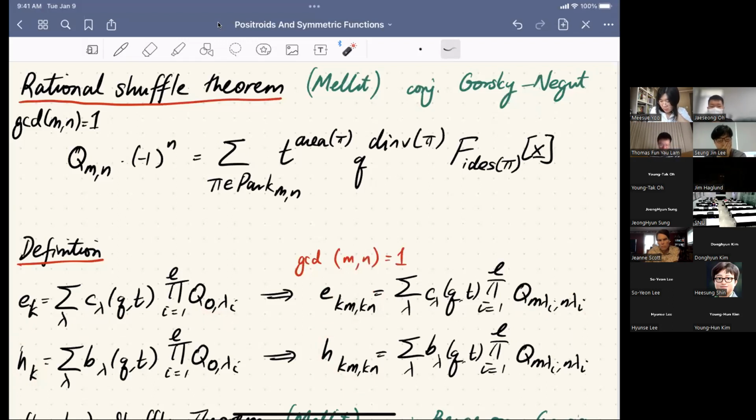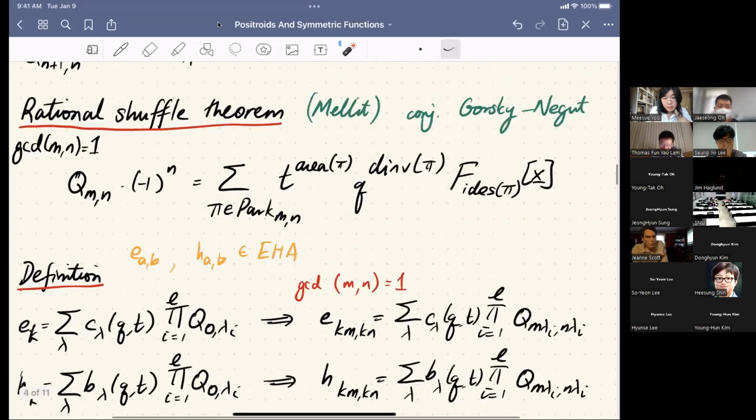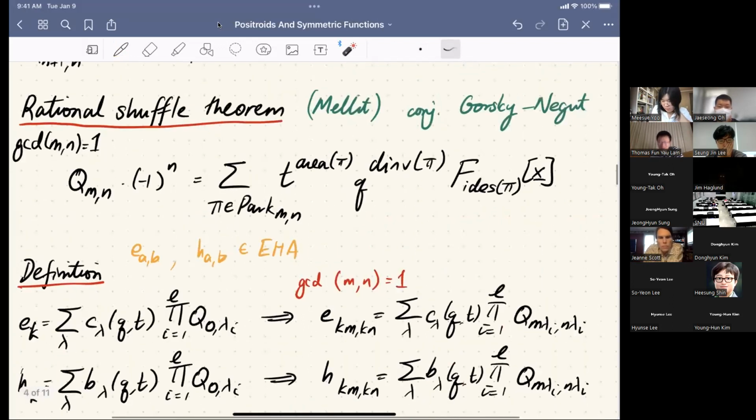So let me just write down what this definition is supposed to do. I'm defining some elements of the EHA called E sub AB and H sub AB, and they still belong to the elliptic Hall algebra. They are linear combinations of these elliptic Hall algebra symmetric function operators, but they're not exactly the Q_AB. The point is the Q_ABs are a little bit like power sums, and there are some things that are more like elementary and homogeneous symmetric functions.